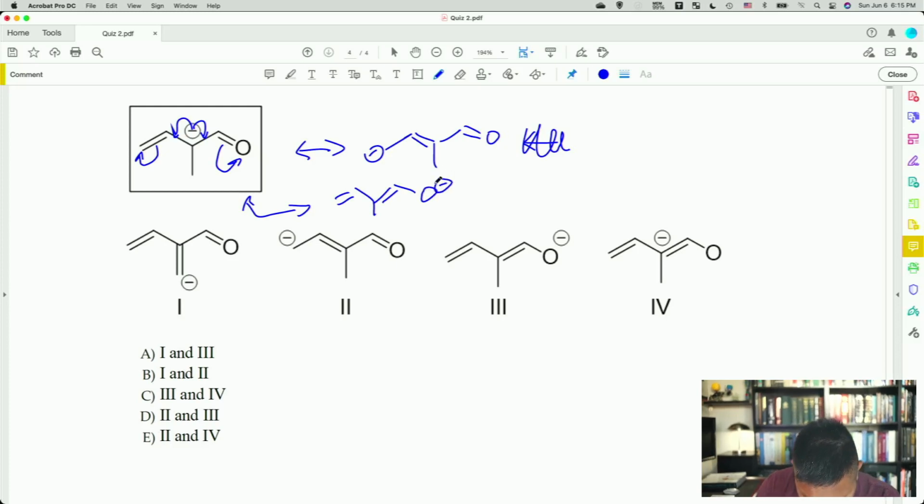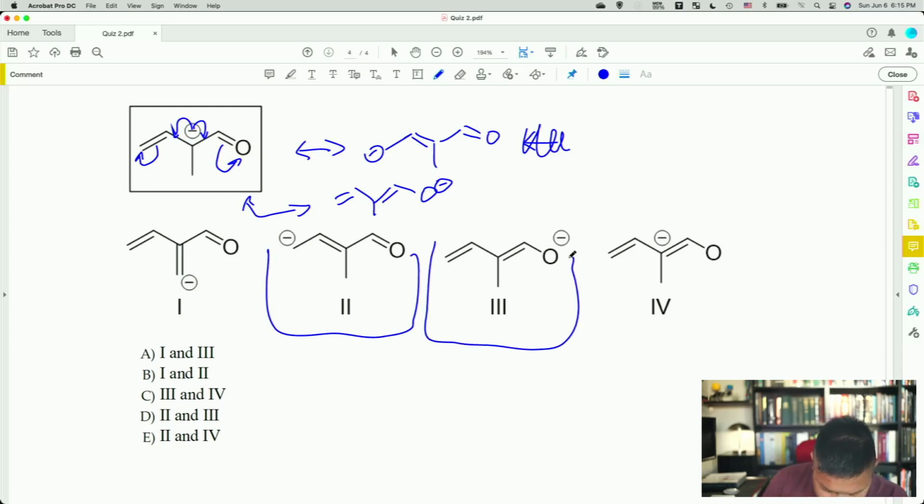So let's look for the first one first. That's number 2 right there. And then let's look for that one, and that's number 3 right there. So the answer here is D, structures 2 and 3.